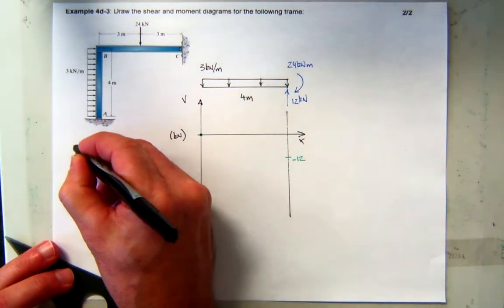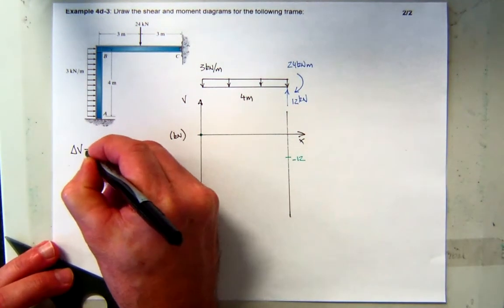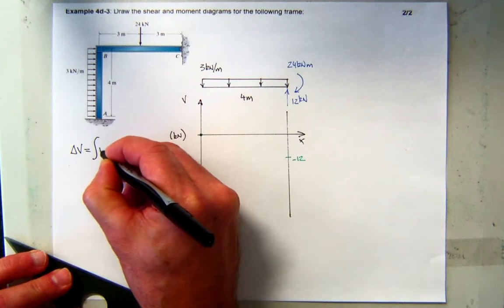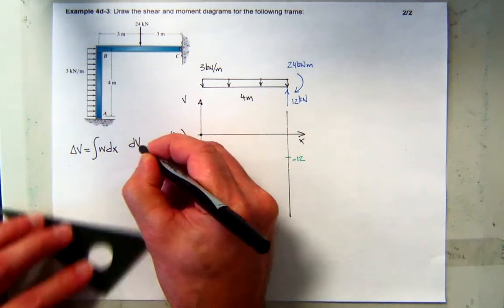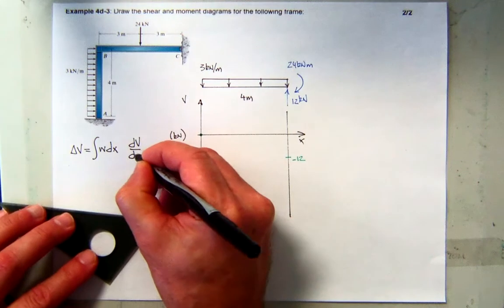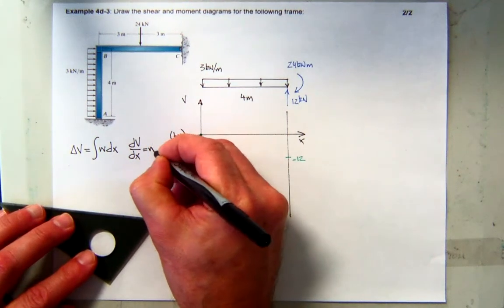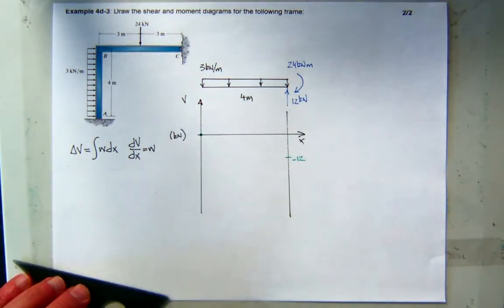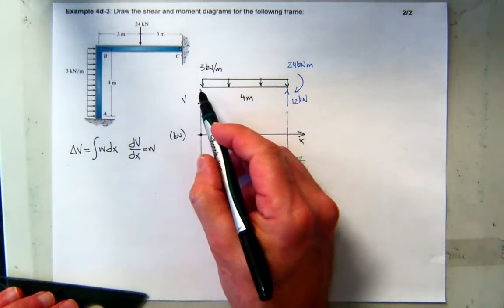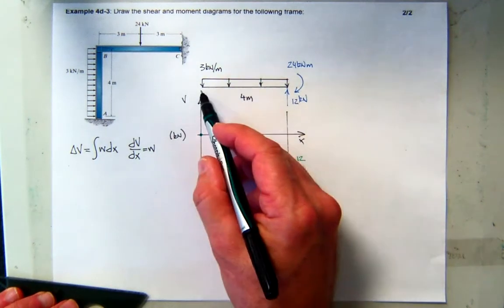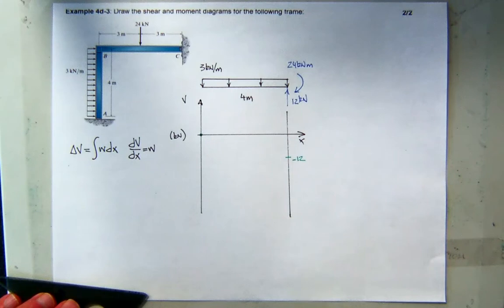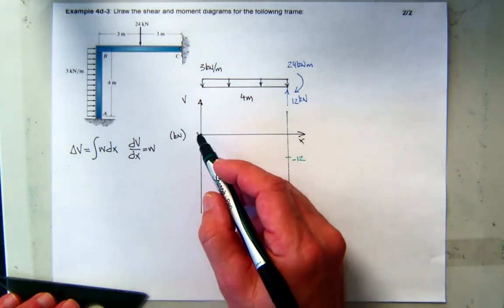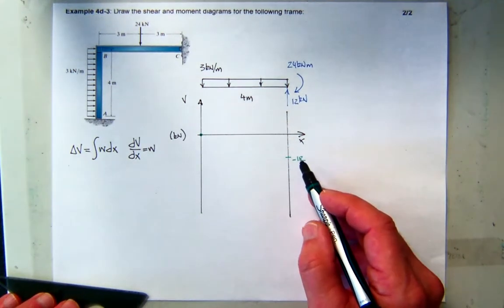We know from our work that the change in shear is equal to the area under the load, and that the slope of the shear diagram is equal to the load. So let's do the change in shear first. What is the area under the load curve here? What's rectangle base 4 times height 3? That's 12, and it's down, so it's negative. So if you start at 0 and you subtract 12, you get minus 12.